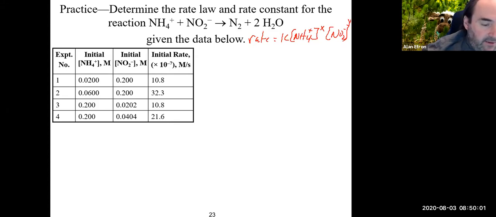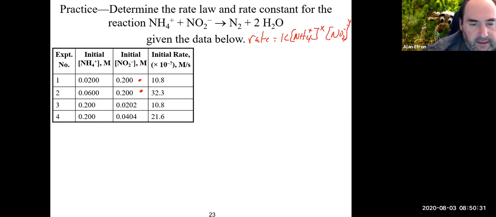So in this case, we have 4 entries. And again, you could have a table with 4, 3, 5, 6, however many. But you're going to take really the same approach. So we're looking for, again, 2 entries where one of the concentrations remains the same and the other varies. So in this particular example here, if I take number 1 and 2, 1 and 2 will keep my NO2 minus constant, while it varies my NH4 plus.